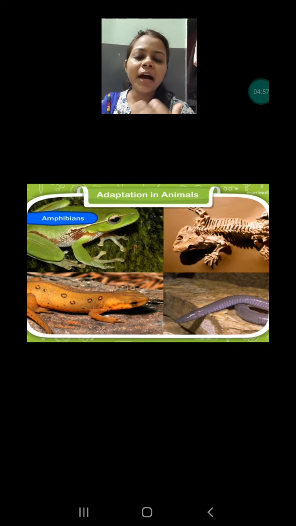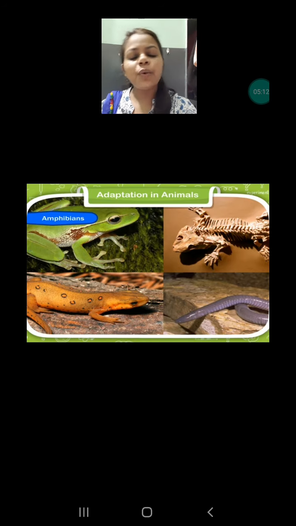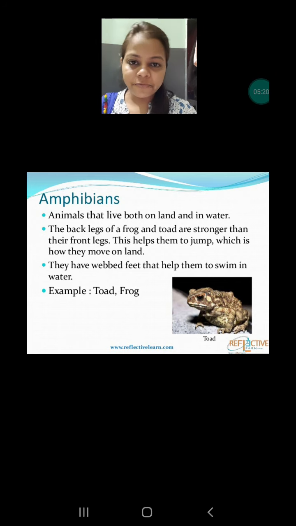So what special features and qualities do they have, so that they can survive in both? That means they have two types of features which make it easy for them to survive in both. So let's learn about the adaptations. The animals that live both on land and in water are called amphibians.